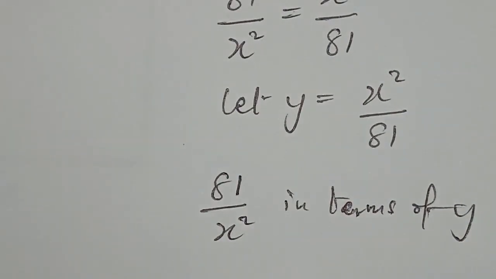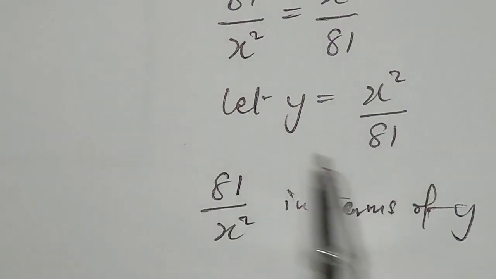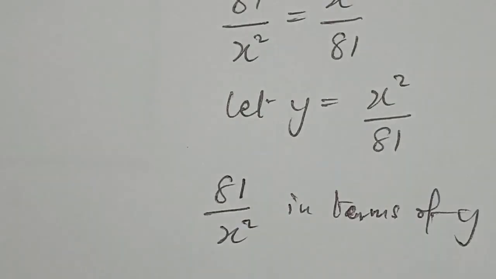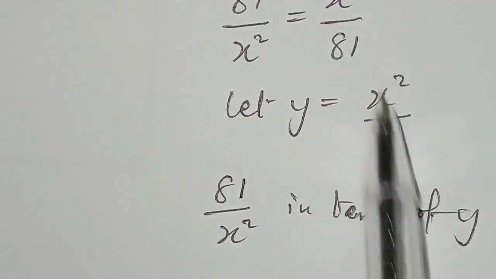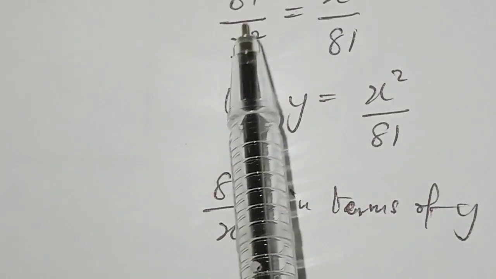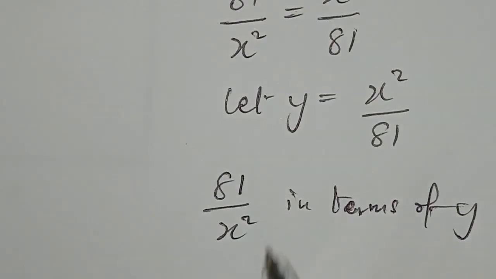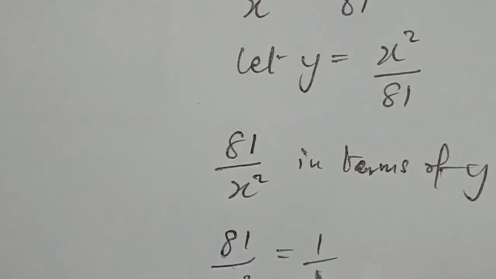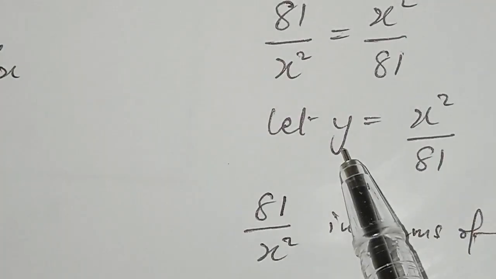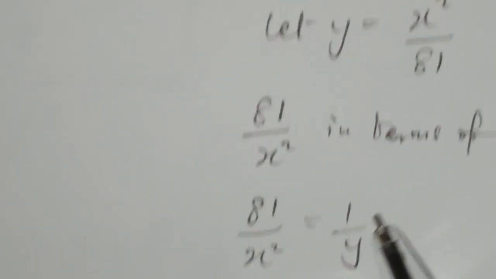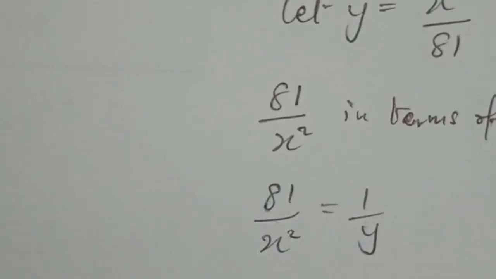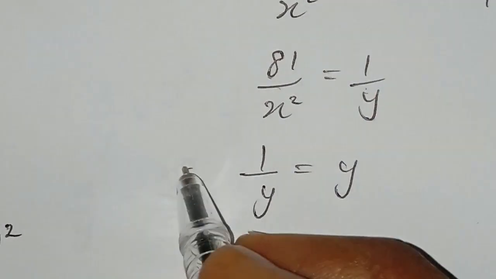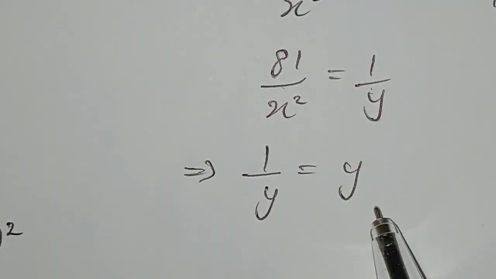Okay, now if this is equal to y, it means that this part will be 1 over y, because the inverse of this part is this part. So we now have that 81 over x squared will be 1 over y. Substitute y and 1 over y back into our question. So we have 1 over y will be equal to y.